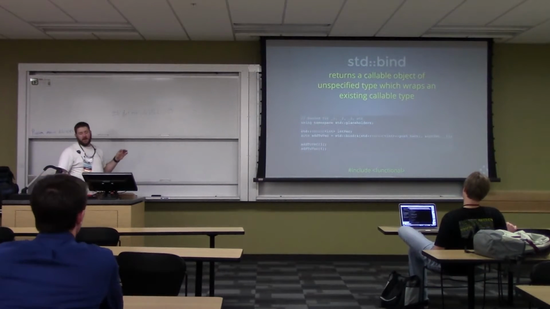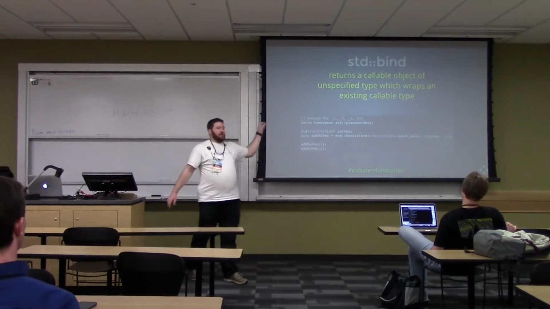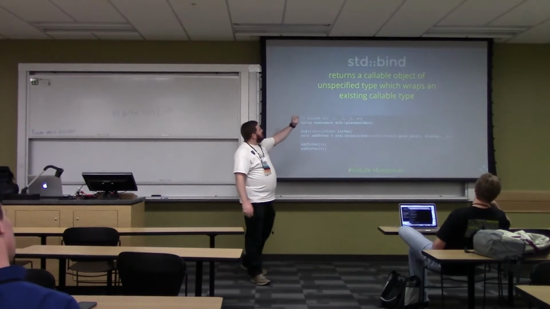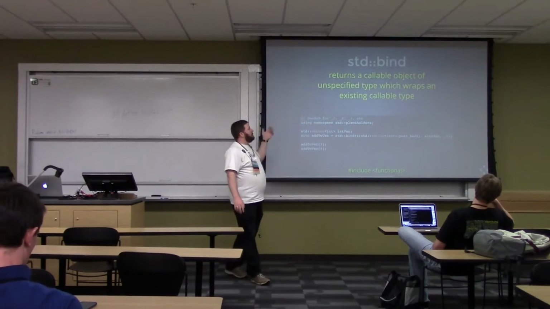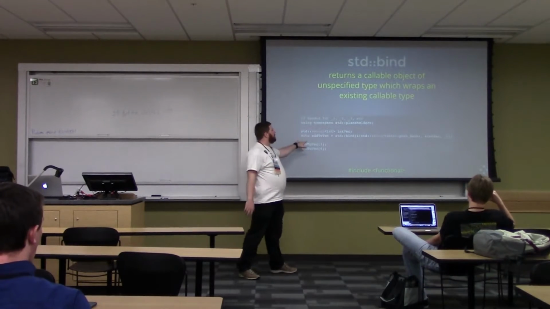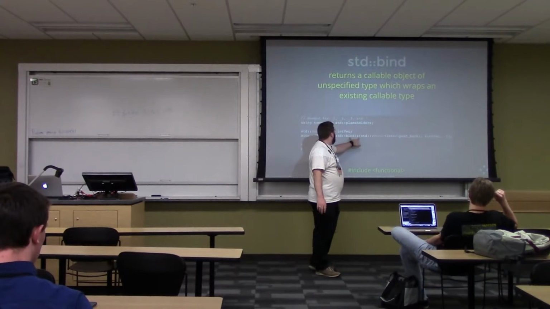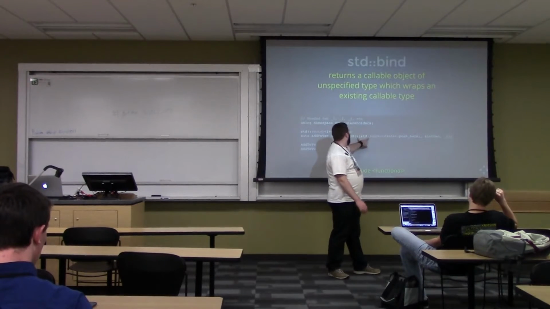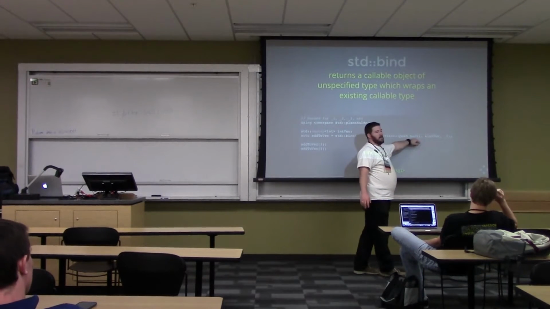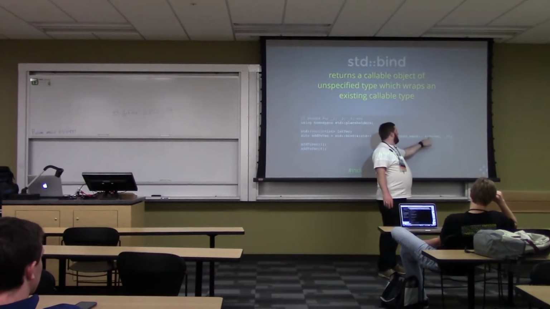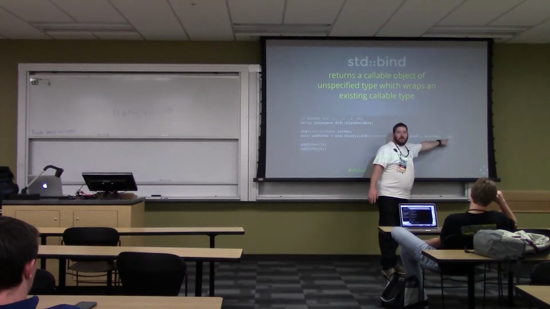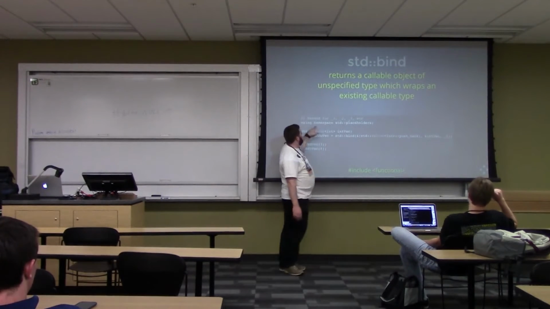Okay, standard bind. This is pulled from Boost. We had Boost bind. Bind basically returns a callable object of an unspecified type which wraps an existing callable. That sounds kind of complicated. Basically, you can use it to bind, so you have a reference to a function pointer. So std::vector<int>::push_back is a function, comma, pointer to the variable you want it to call on, and then underscore one. That's what's called a placeholder, and it comes from the namespace std::placeholders.